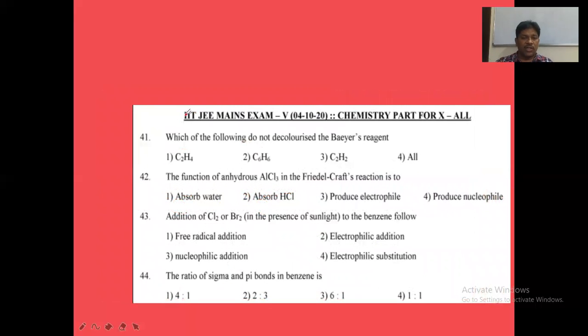And the first case here, what is the first option? 41, what is the answer? Benzene. And 42, what we discussed: the function of AlCl3 is to produce what? Electrophile. And the addition of Cl to Br in the presence of sunlight is what? Free radical addition. The ratio of sigma bonds to pi bonds in benzene? 4:1.